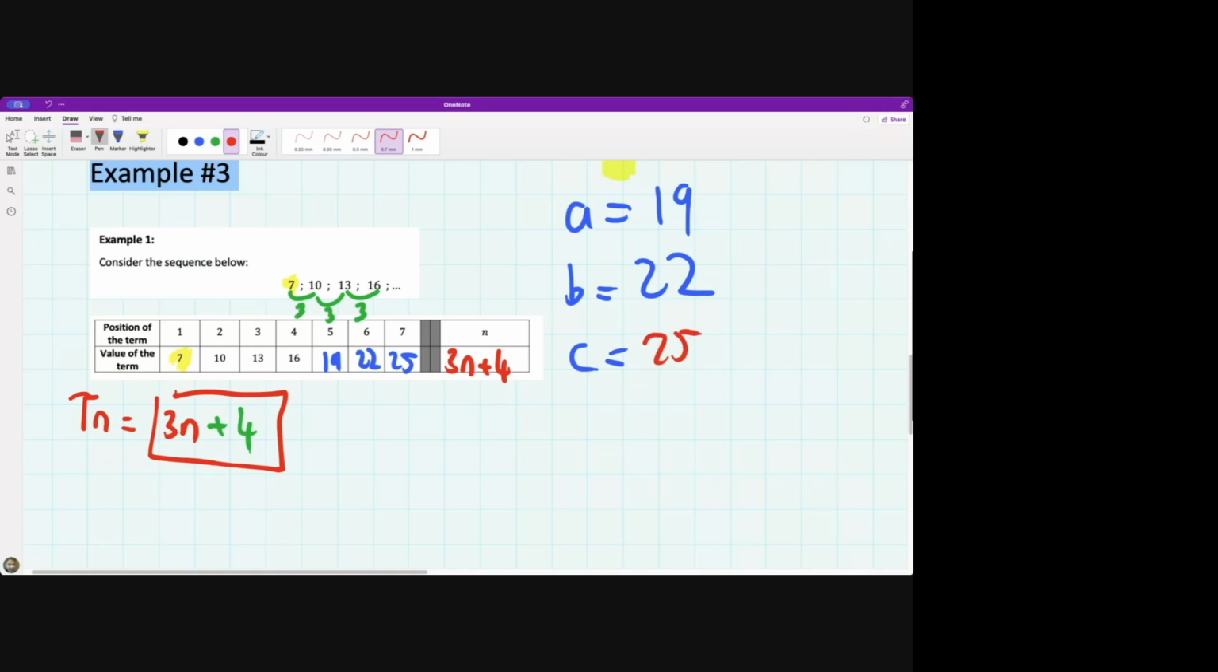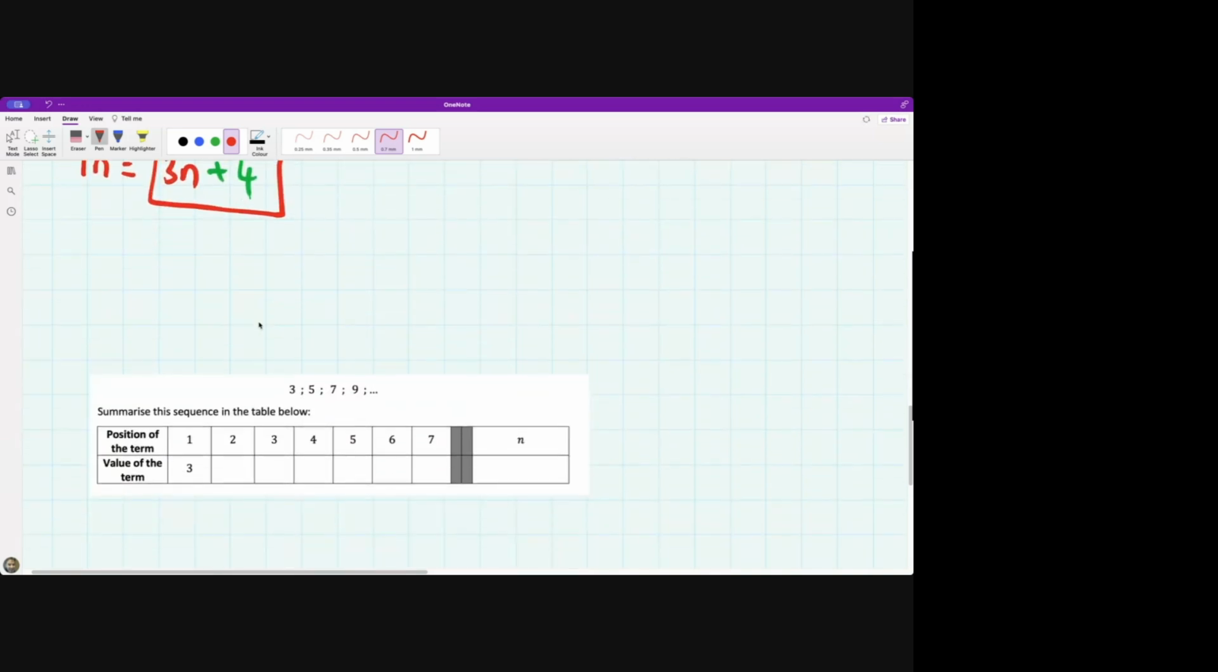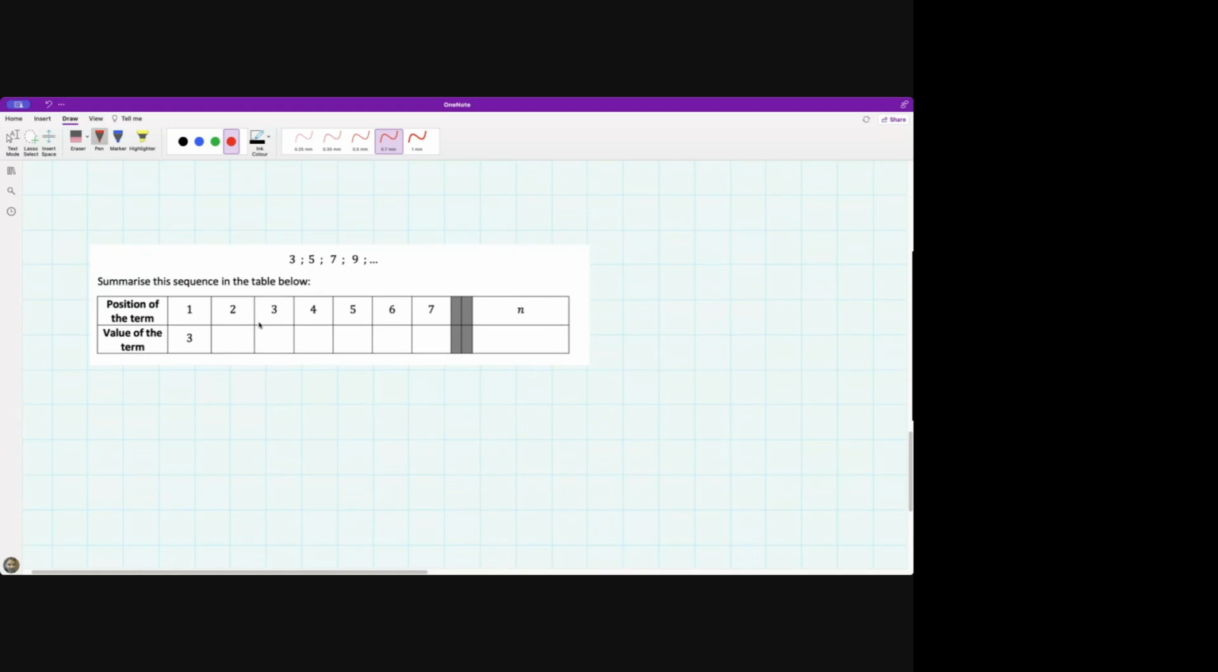Okay, so that's not so bad. Let's just do one more of these before I move on. Give me a thumbs up if that made sense to you. Okay, fantastic. Okay, here is another one. I want you to fill out, I'll say A, B, C, D, E, F, G. Can you figure out what all those values are?